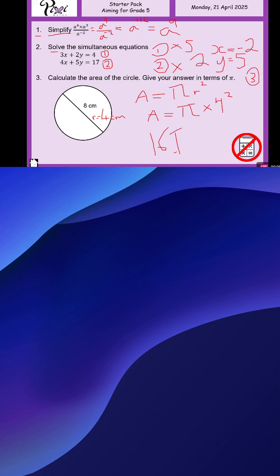16 pi centimeters squared. So well done, Reggie, and well done anyone in the chat that got that. Nice job. So be careful with these numbers. If it says give your answer in terms of pi, then most likely, almost certainly, it will appear on a non-calculator exam. So your paper 1 or your paper 2, depending on what exam board you are, or paper 5 if you're OCR higher.